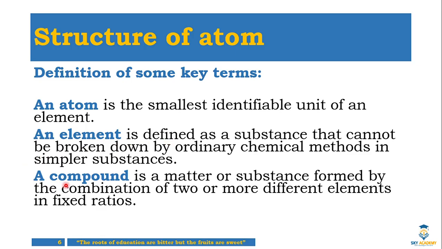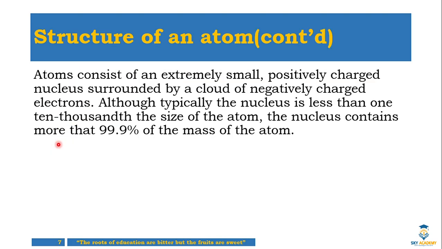Then what is a compound? As we have seen, it is a substance formed by the combination of two or more different elements in fixed ratios. Those are the key terms. Now let us go to the structure of an atom.